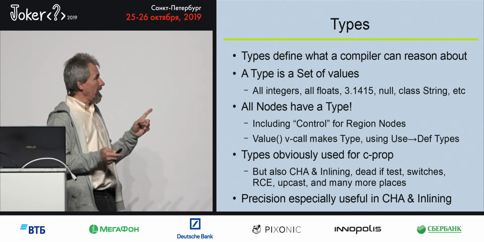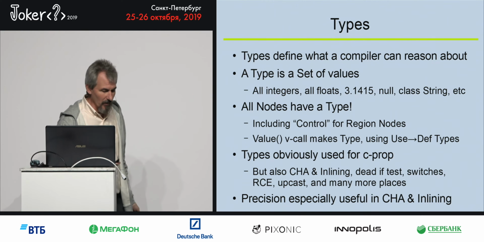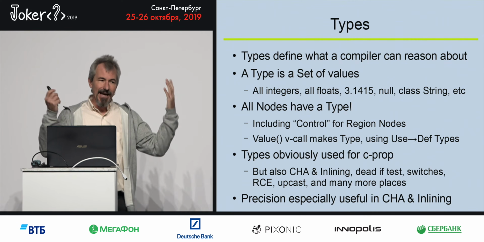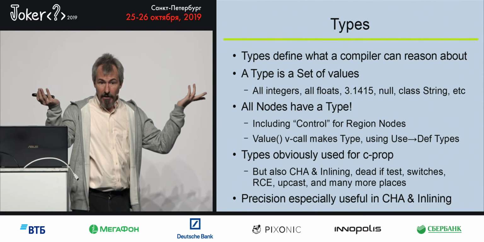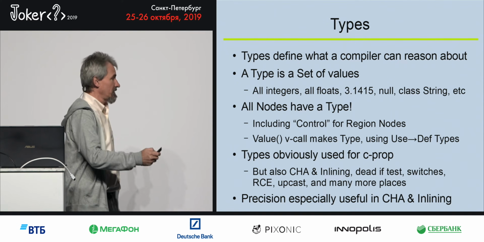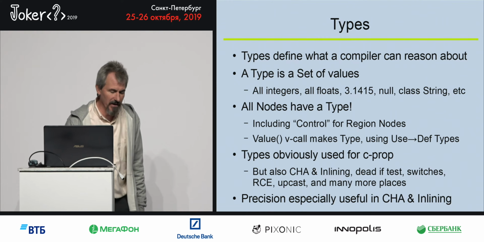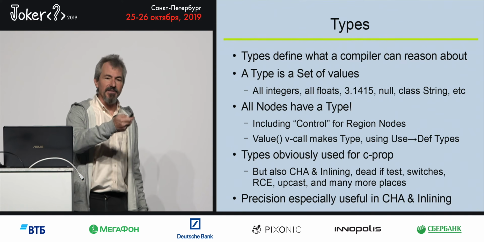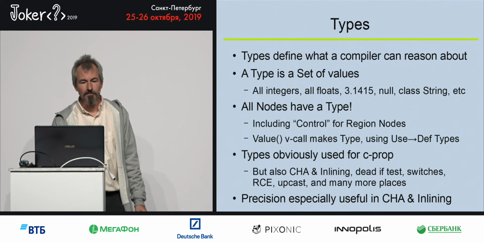So CHA is a crucial performance optimization because it enables inlining, and it's done by looking at the type of the this pointer at a call. But it's also used for dead tests, for switches, for range check elimination, for upcasting, in many, many, many places. Types are what the compiler reasons about when it does real optimization.